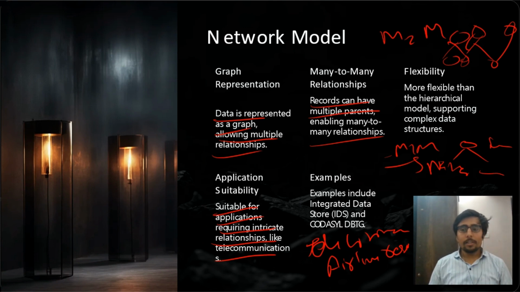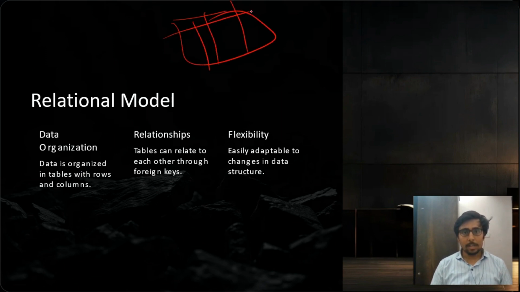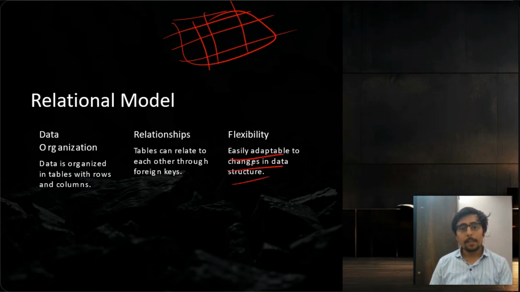So now let's discuss the relational model. As you can see on your screen, data is organized in tables with rows. In a relational database, data is stored in the form of tables, as you can see on my screen. You might have seen an Excel file, so it will be kind of like a table. So in this, data is stored in the form of a table.